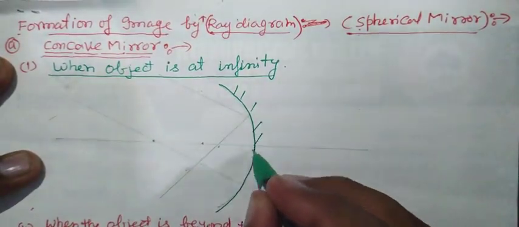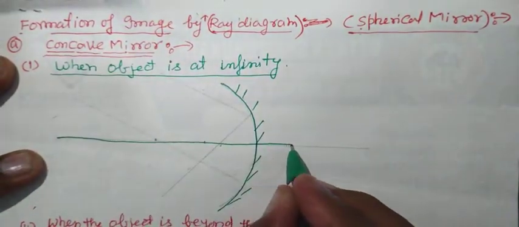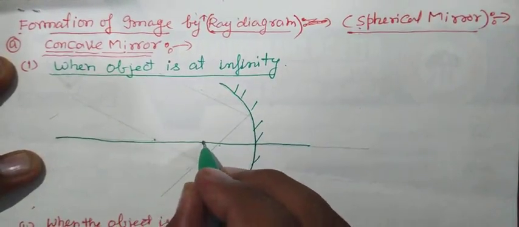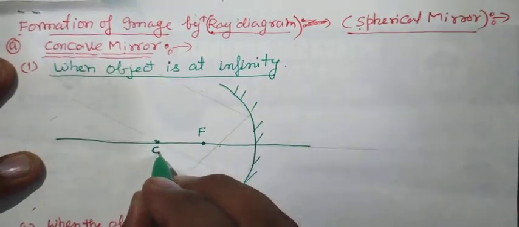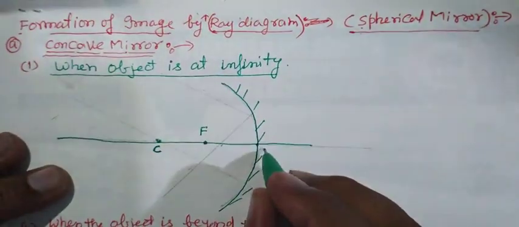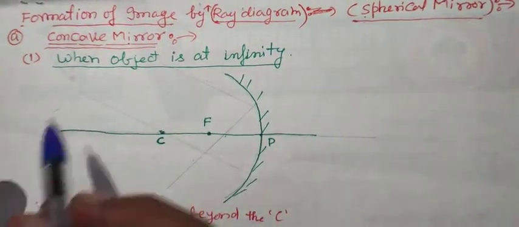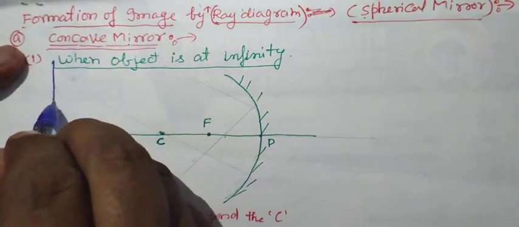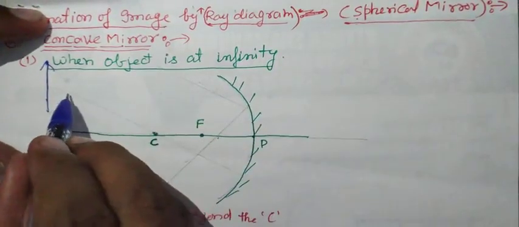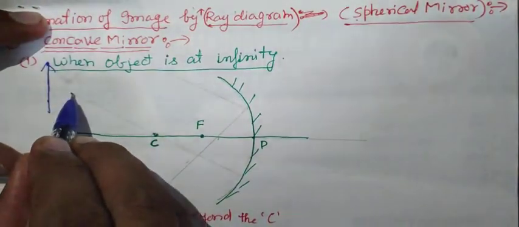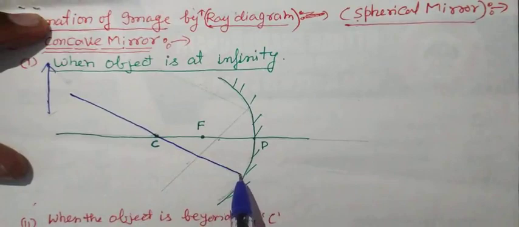concave mirror, and its principal axis. Select 2 points, one for focal point F, another for center of curvature C, and this point is the pole P. If the object is at infinity, a large object, large in size, then from the object we take a parallel beam of light.